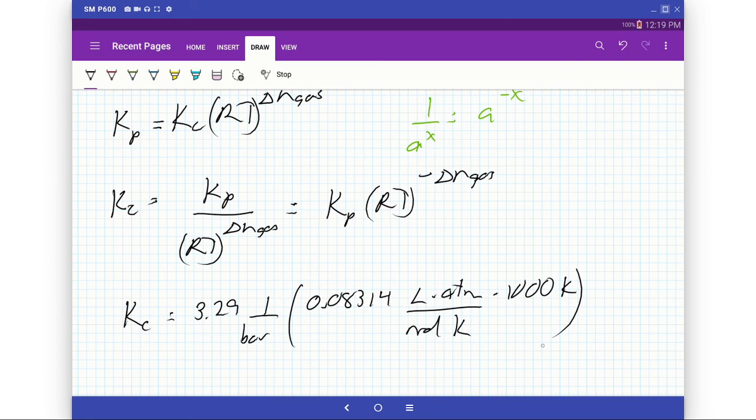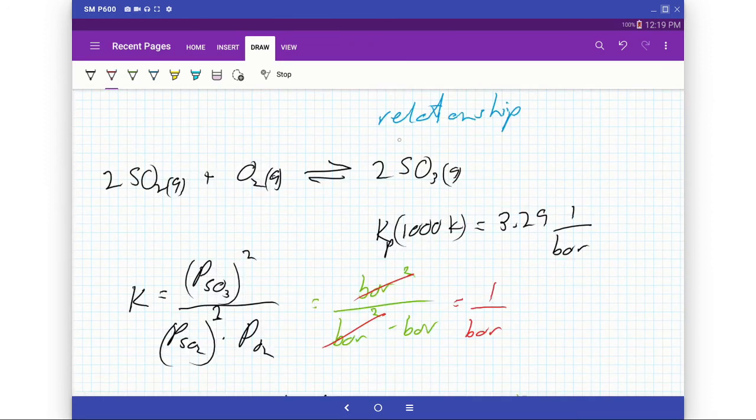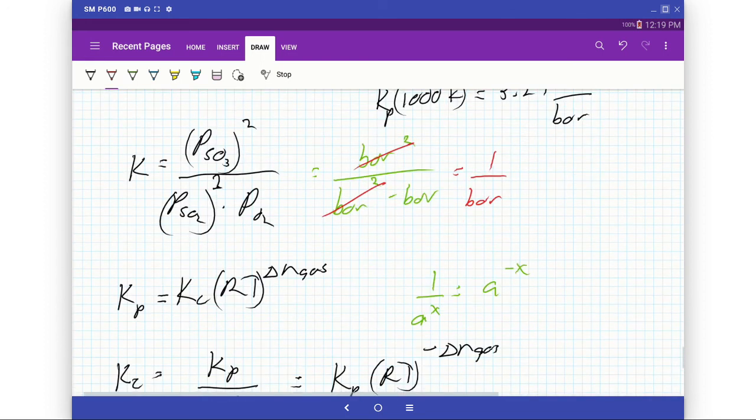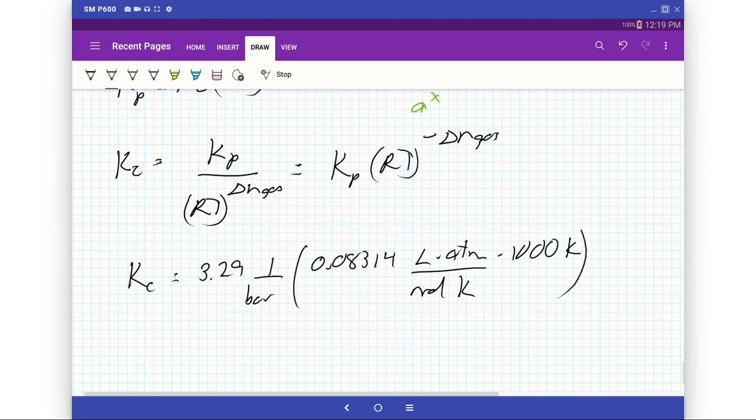Now we need delta N gas. So if I go back up to my equation that we're working with here, delta N gas is the number of moles of gaseous products, 2, minus the number of moles of reactant gases, which is 3 here. So delta N gas is equal to 2 minus 3, which is negative 1. So delta N gas was negative 1, and so a negative 1 exponent is simply positive 1. And so the exponent is positive 1 here, so that doesn't change.